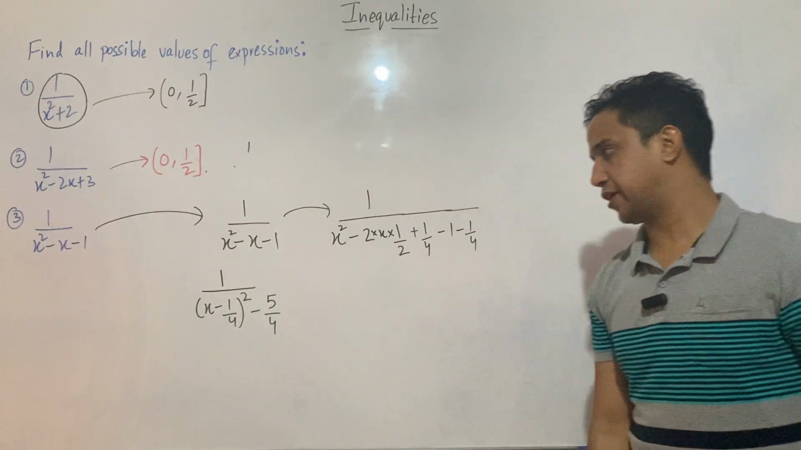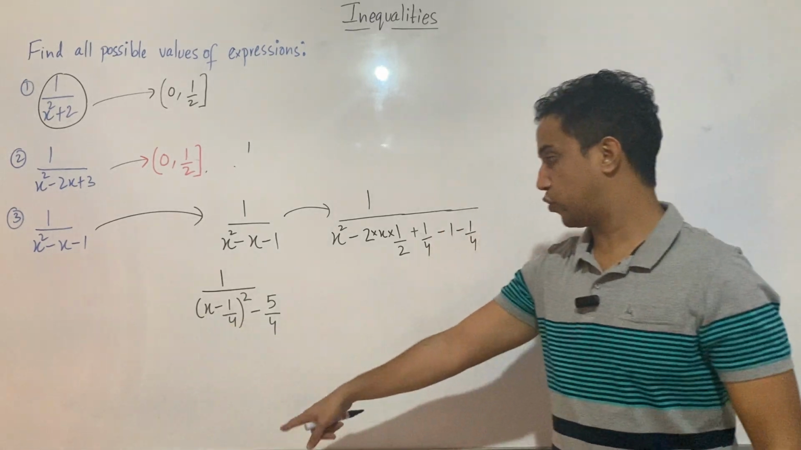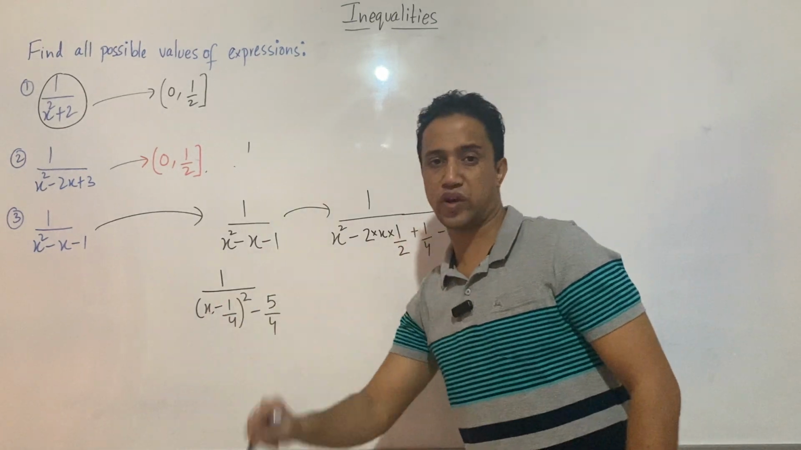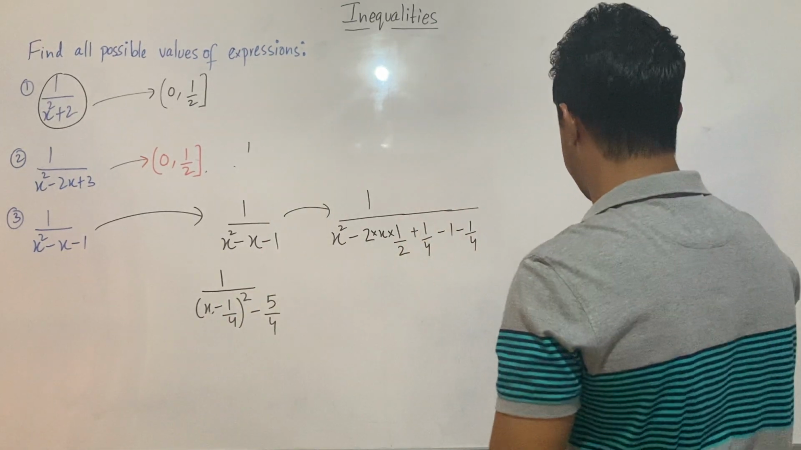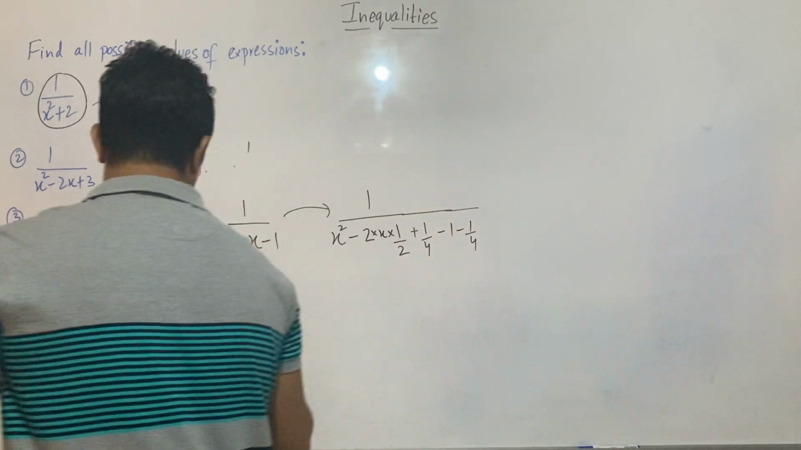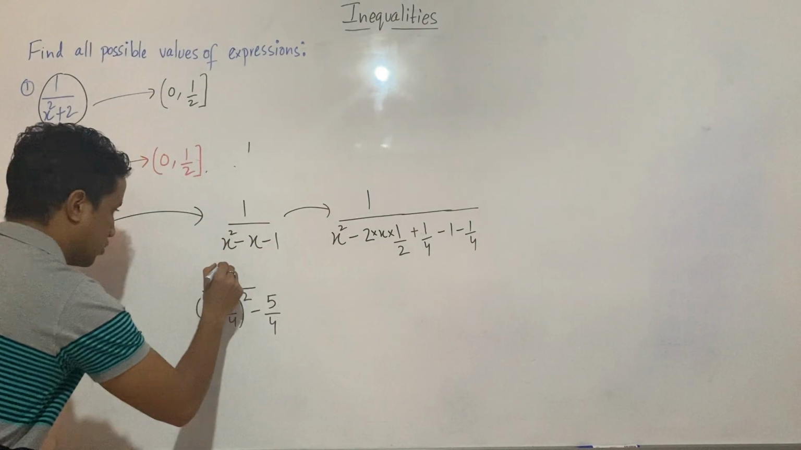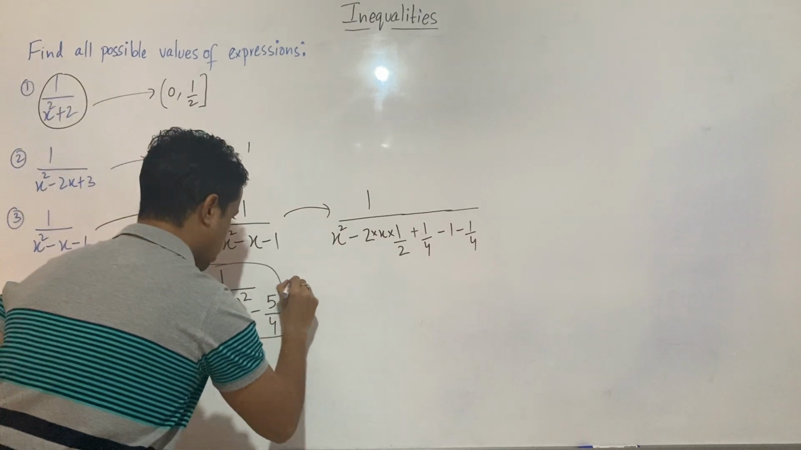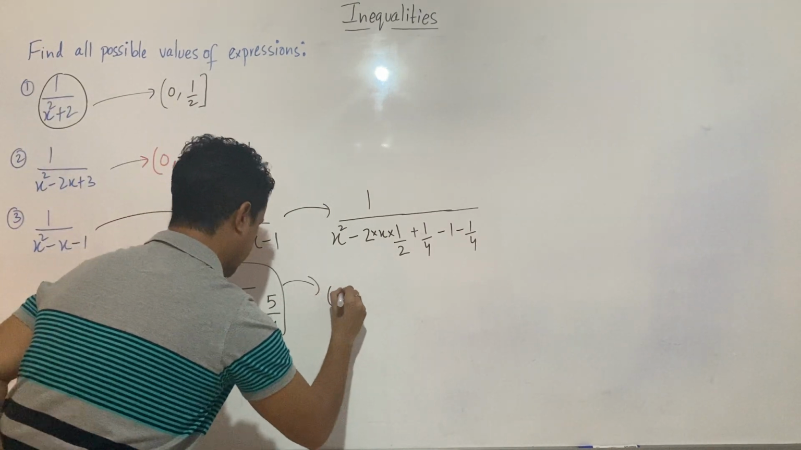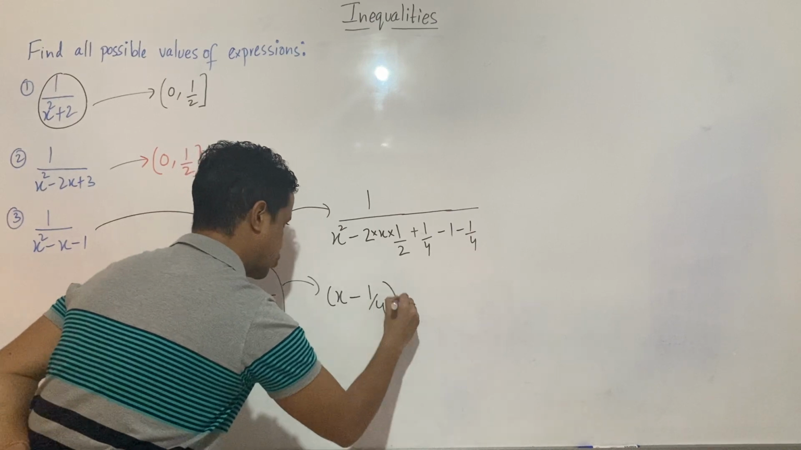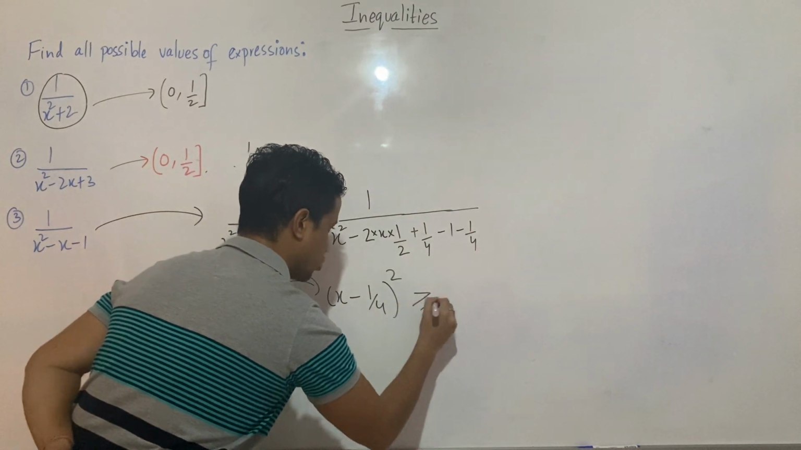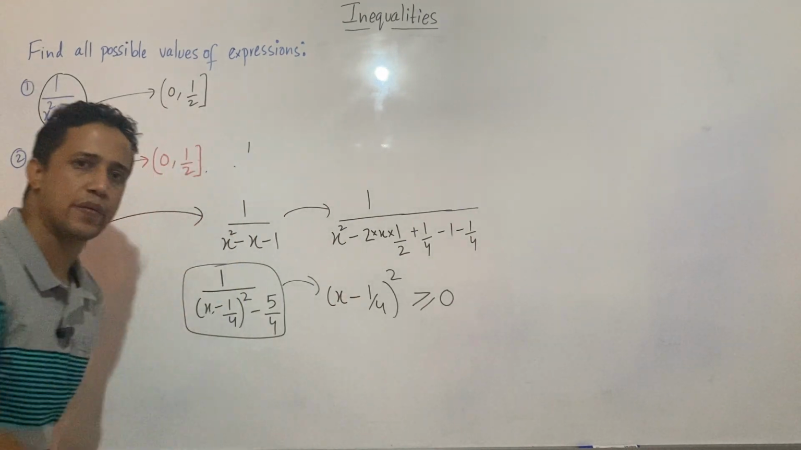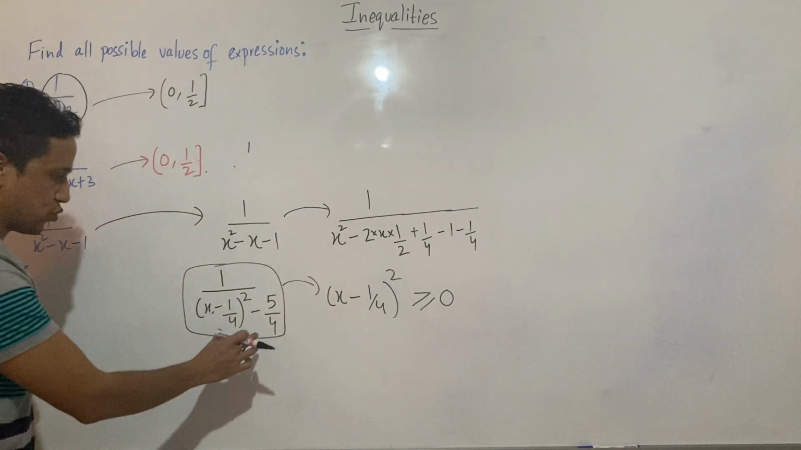Now again the same thing. If you look at this thing, you put here any value of x, this thing is always going to be positive. So this is the main thing. Okay, so I can say that x minus 1 by 4 square is always going to be greater than or equal to 0 because this is a square, right? But now I'm interested in this.